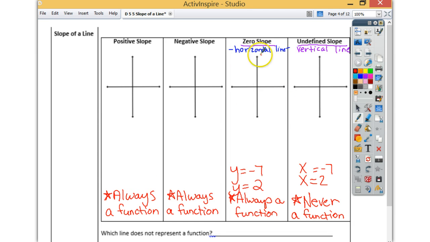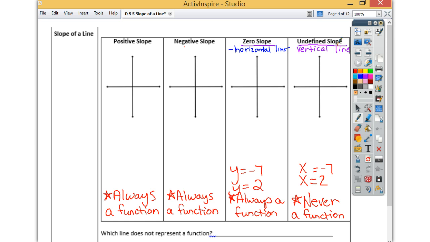Add these to your notes as well, please. Horizontal line and vertical line. That goes with the zero slope, and that goes with undefined slope. A positive slope is always a function. A negative slope is always a function. A zero slope, which is a horizontal line, that is always a function. And here's examples of it, and we'll go over these in detail in a minute. But this undefined slope, that's a vertical line, that is never a function.